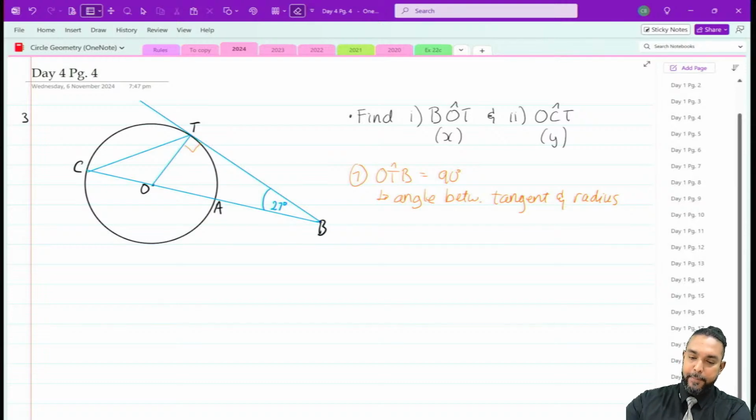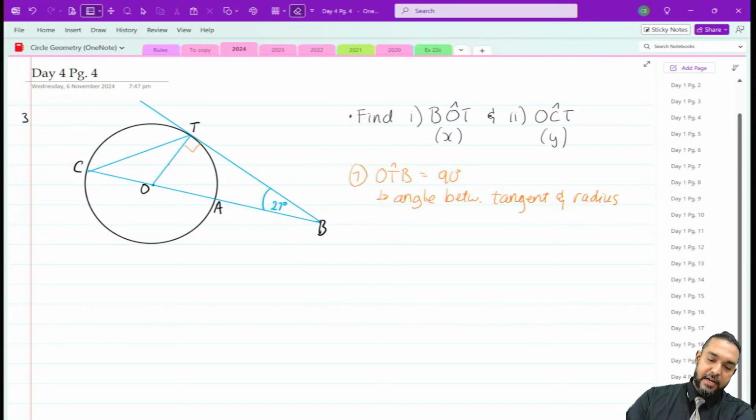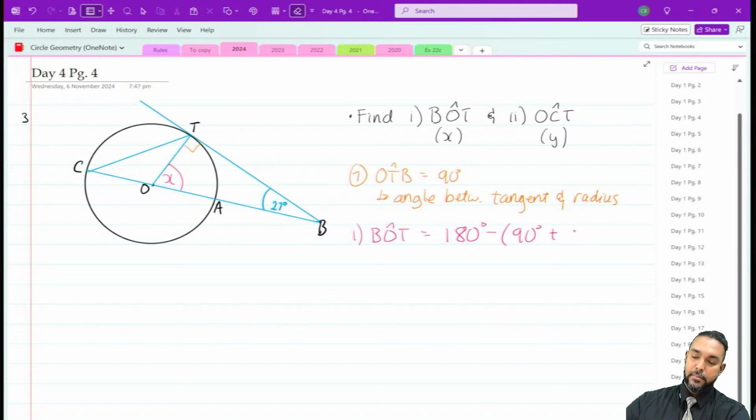Okay, cool. So now to find BOT, how are we going to do that? That's this angle here, right? Well, that exists in a triangle. What's the sum of all the angles in a triangle? And do we have any of the other angles in that triangle? 27 and 90. Right, so therefore, for item 1, BOT. So what would the working be? That would be equal to? Right. Very good.